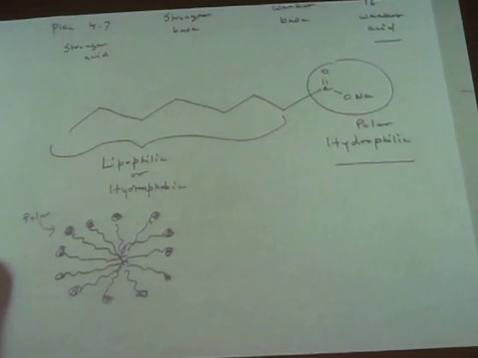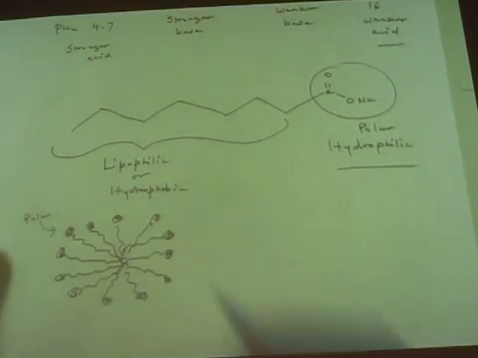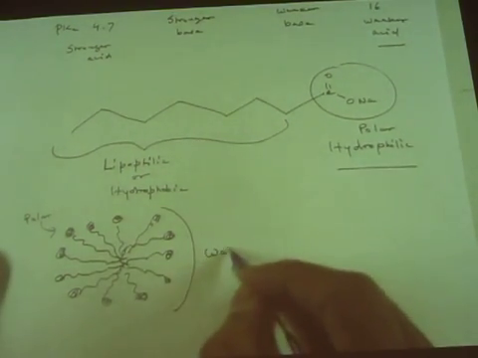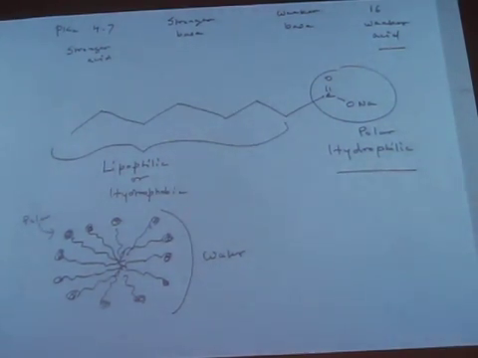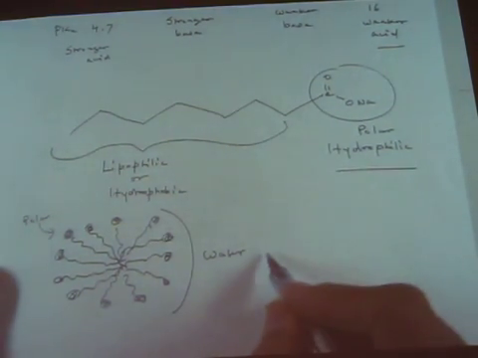Okay. And what happens is at the surface, this is the water part, the head groups expose themselves to the water molecules because they're hydrophilic, and the long tails avoid water, so they aggregate and form what we call a micelle.